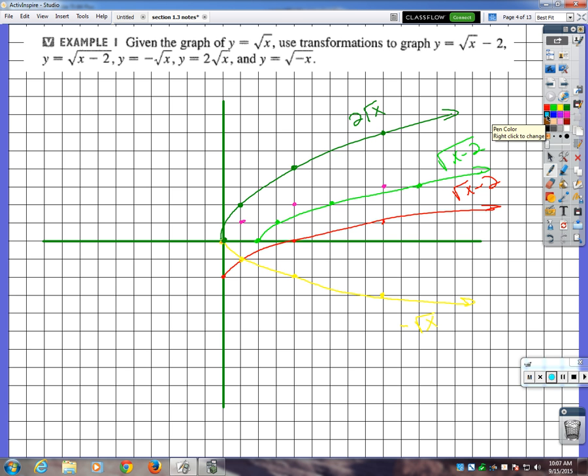Okay, and then the negative x on the inside is going to flip it this way. Because if I try to plug in 1, I'd be putting in the square root of negative 1, which I can't. But I can plug in negative 1 instead, which changes that to positive 1, and then I can take the square root of that. So it's reflected across the y-axis. That's the first one.